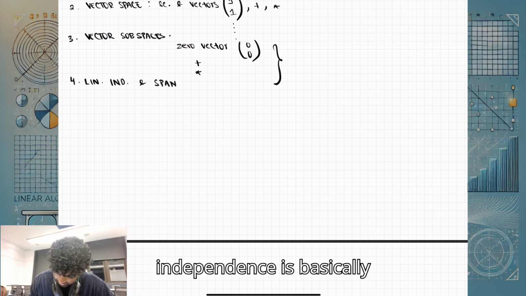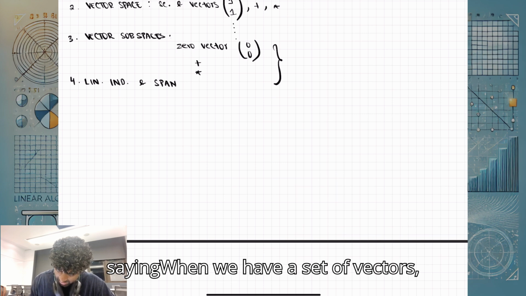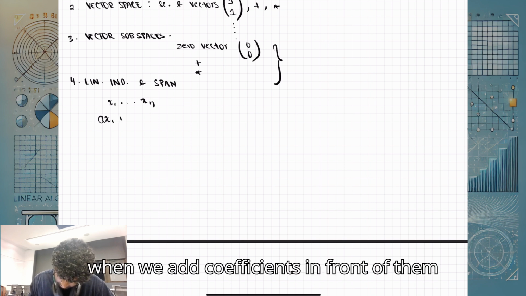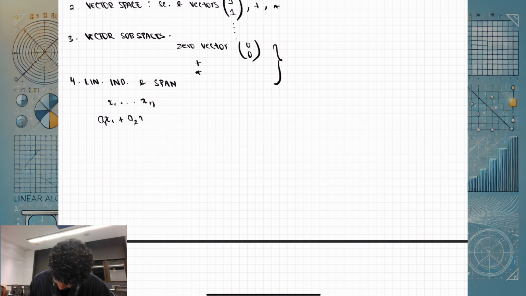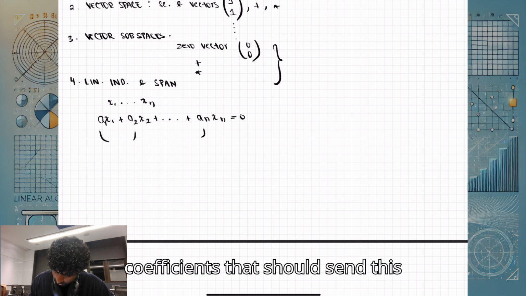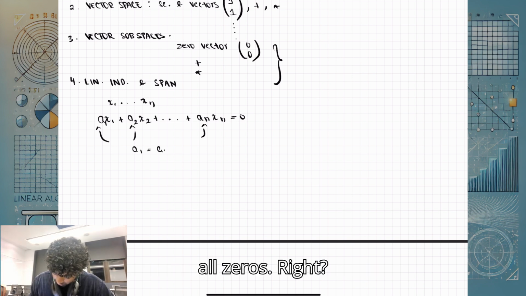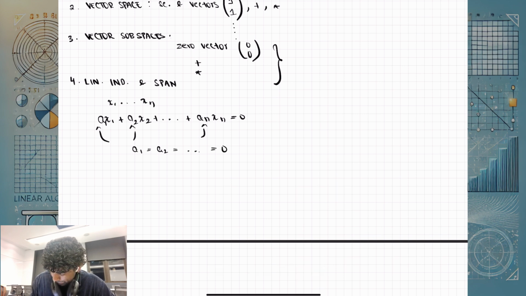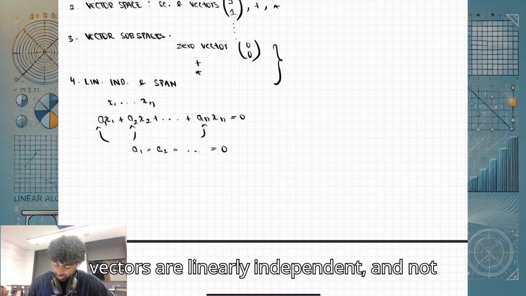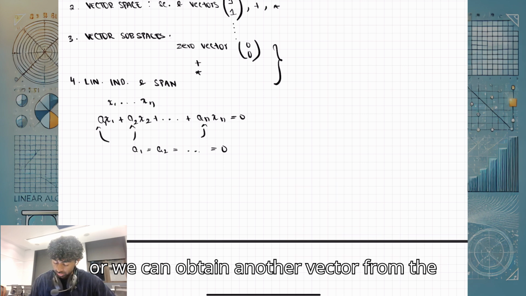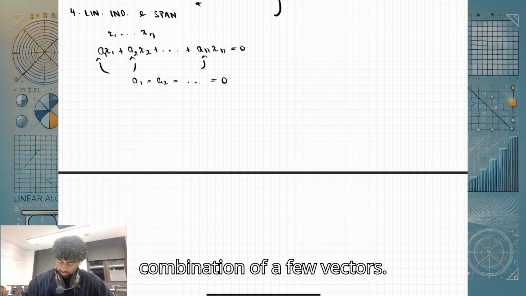Next, we have the concept of linear independence and a span. Linear independence is basically saying when we have a set of vectors, say x1 to xn, when we add coefficients in front of them and find their linear combination and set it to 0, the only valid coefficients that should send this to 0 should be all zeros. And this basically says that your set of vectors are linearly independent and not one vector can influence another vector, or we can obtain another vector from the combination of a few vectors.